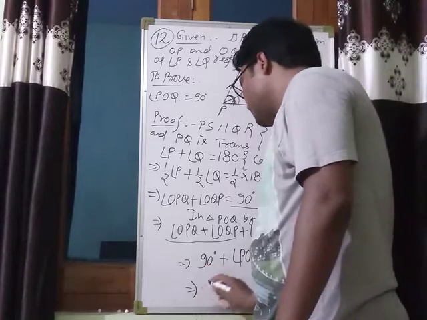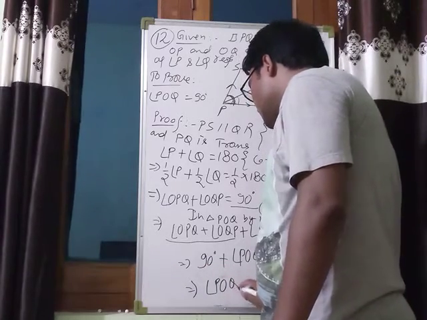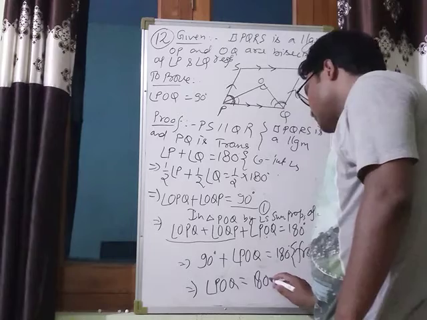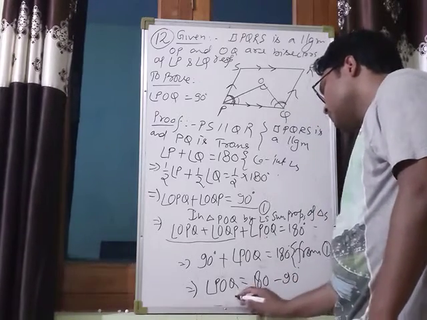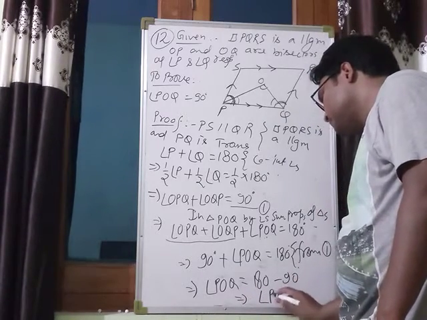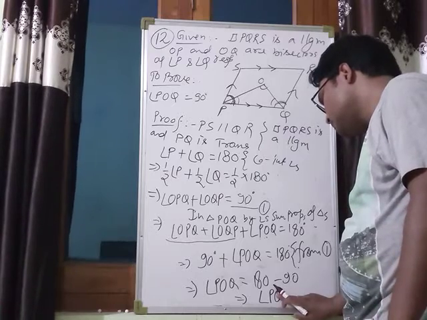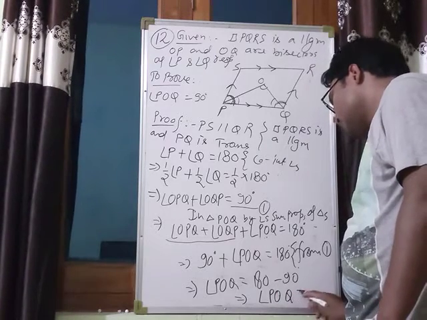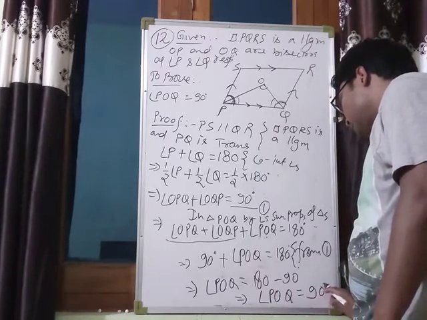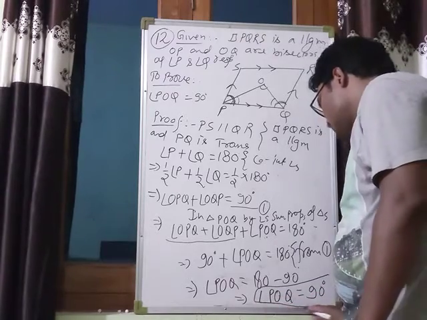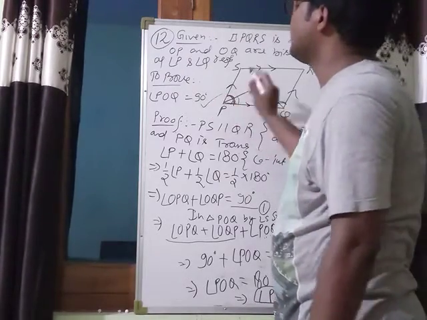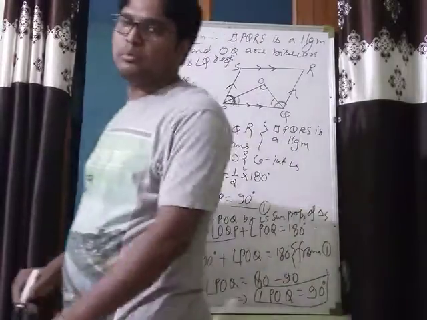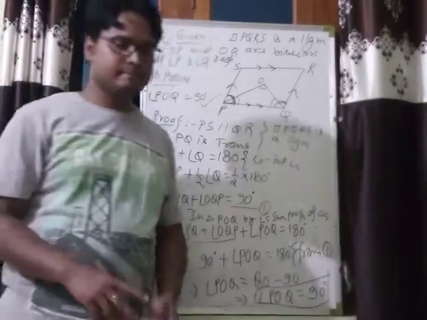So from here angle POQ is equal to what? That is 180 minus 90. Means angle POQ is equal to 90 degrees. That is what we wanted to prove.